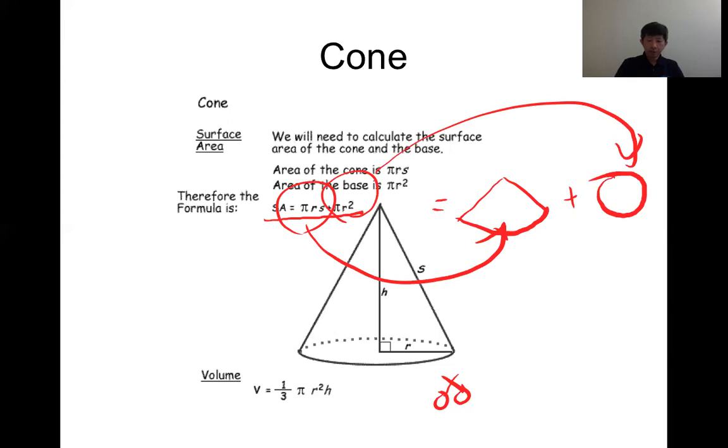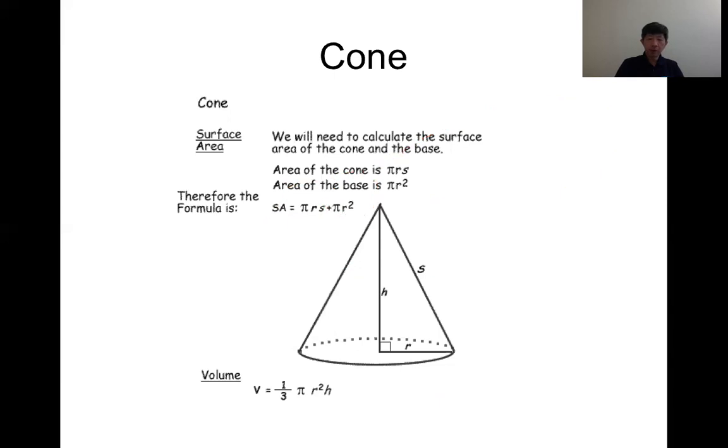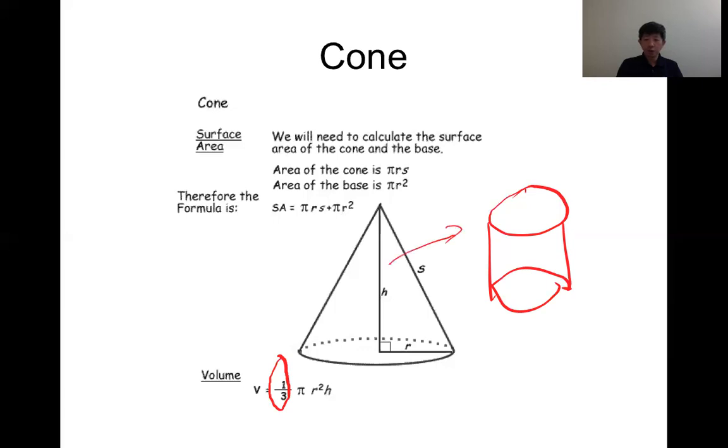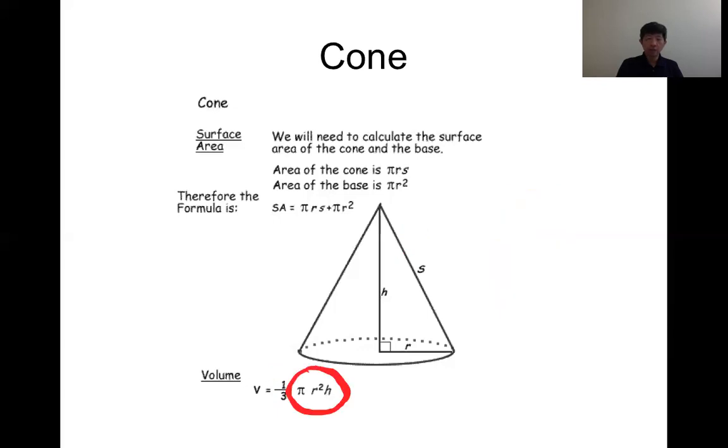Now, what about volume? Remember that the pyramid is 1/3, and the cone is still the same, 1/3 of a cylinder. This is 1/3 of the cylinder volume. The volume of a cylinder is pi times r squared h, and then you take 1/3, that would be the cone.